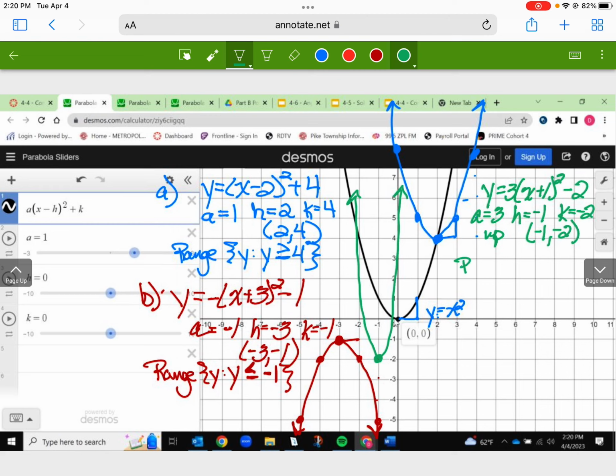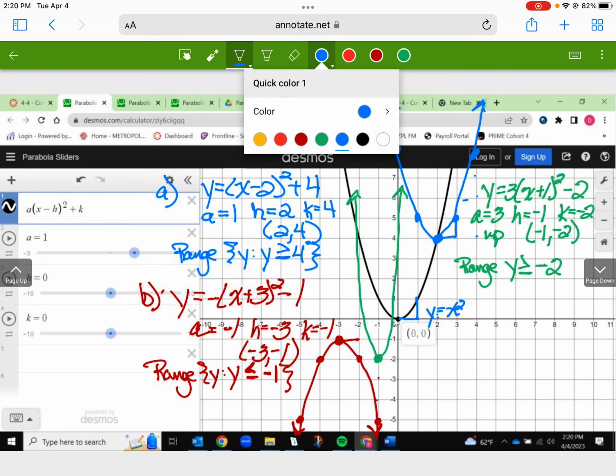Talking about my range, my y values. Y, what's my highest or lowest number or point? It's going to be -2, right? So it can equal -2, and it's going to be greater than -2. So my range says that y values are going to be greater or equal to -2. And the last one, very quickly.